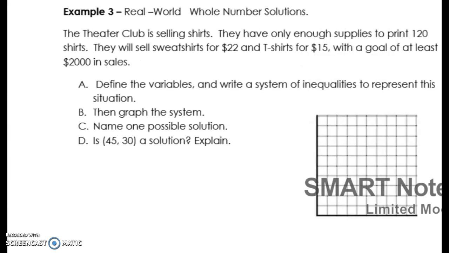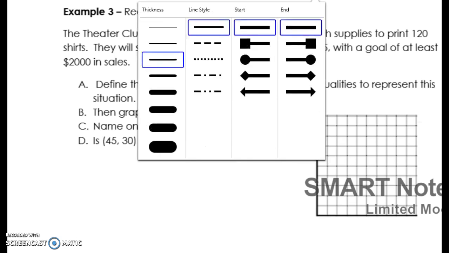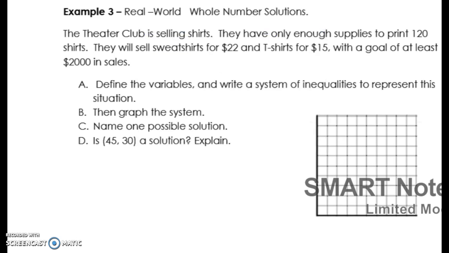All right, so now a word problem, everyone's favorite thing in the whole wide world. Okay, so our word problem says, the theater club is selling shirts. They have only enough supplies to print 120 shirts. They will sell sweatshirts for $22 and t-shirts for $15, with a goal of at least $2,000 in sales. All right, so letter A tells us to define the variables, write a system of inequalities to represent the situation. Okay, so we're trying to figure out how many sweatshirts they should print to sell, and how many t-shirts they should print to sell.